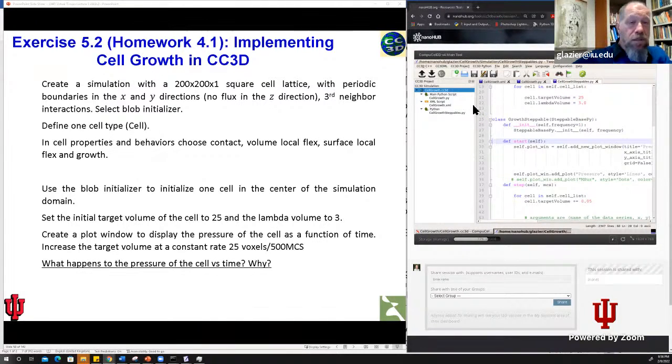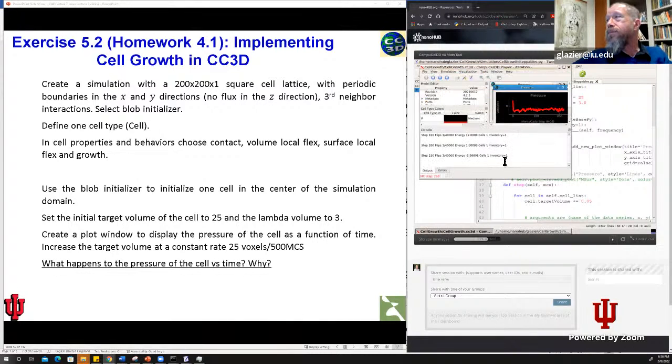So that might actually be something in that growth steppable. You should probably add an empty start function. The default. Did anybody else have an issue with this? And if so, how did they solve it?